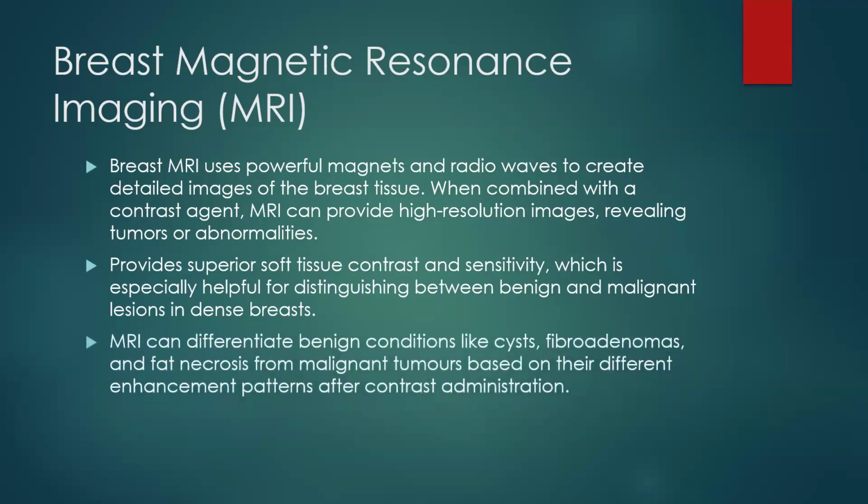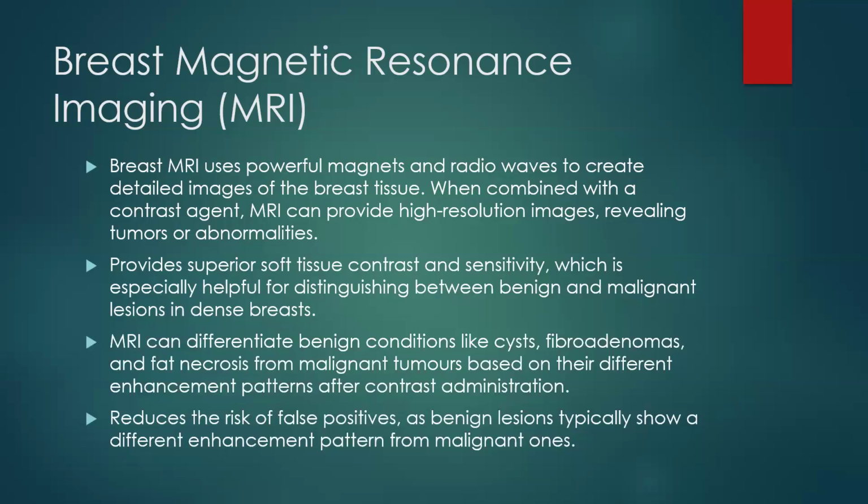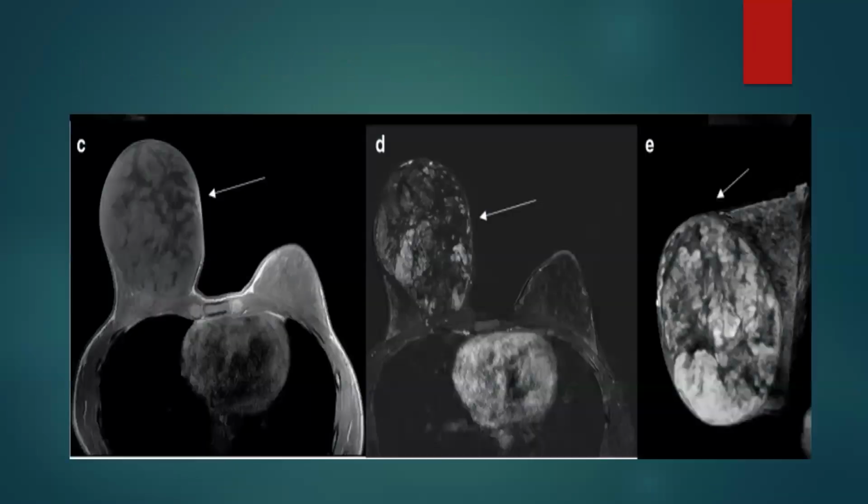MRI can differentiate benign conditions like cysts, fibroadenomas, and fat necrosis from malignant tumors based on their different enhancement patterns after contrast administration. It reduces the risk of false positives, as benign lesions typically show a different enhancement pattern than the malignant tissues.